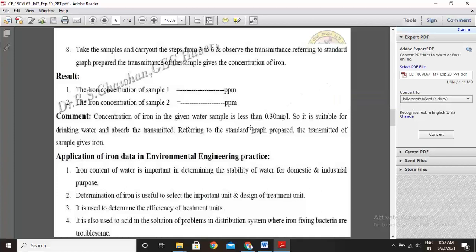Now write the results here. You take two sample readings. First is the iron concentration of sample 1, we are getting in ppm, and second, the iron concentration of sample 2, we are getting in ppm.